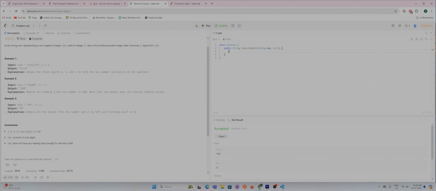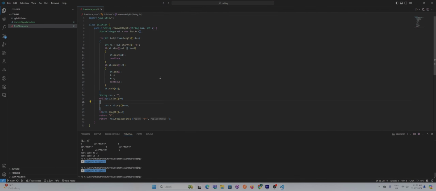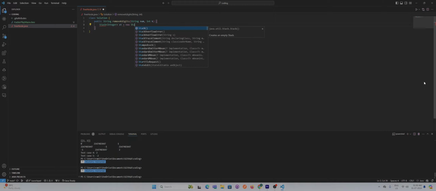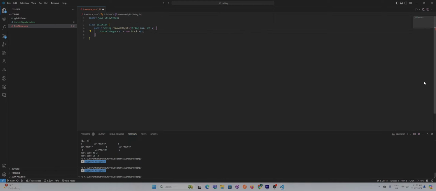String num, integer k. So what I'm first going to do is stack. Okay, let me write this code here because I write better code here. So Stack of Integer st equals new Stack, and I'm thinking this on the fly actually. So I created a stack.